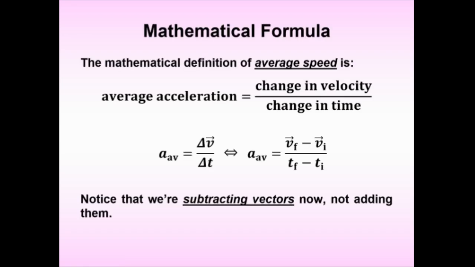Either the delta V over delta T or the detailed equation, which is what? What does delta always mean? Final minus, which is the same as what? Can you ever do initial minus final? No. Why? Because even when you time things, final always comes after initial. So always make sure you do final minus initial.